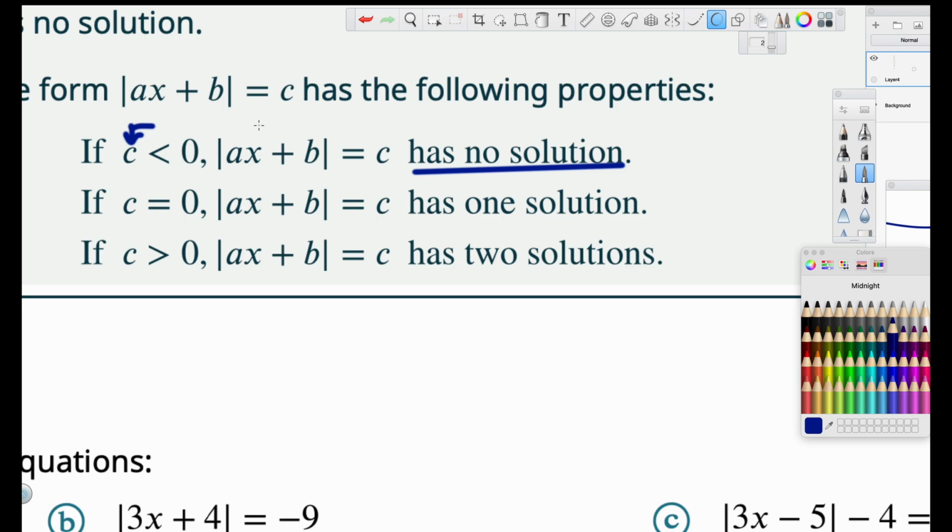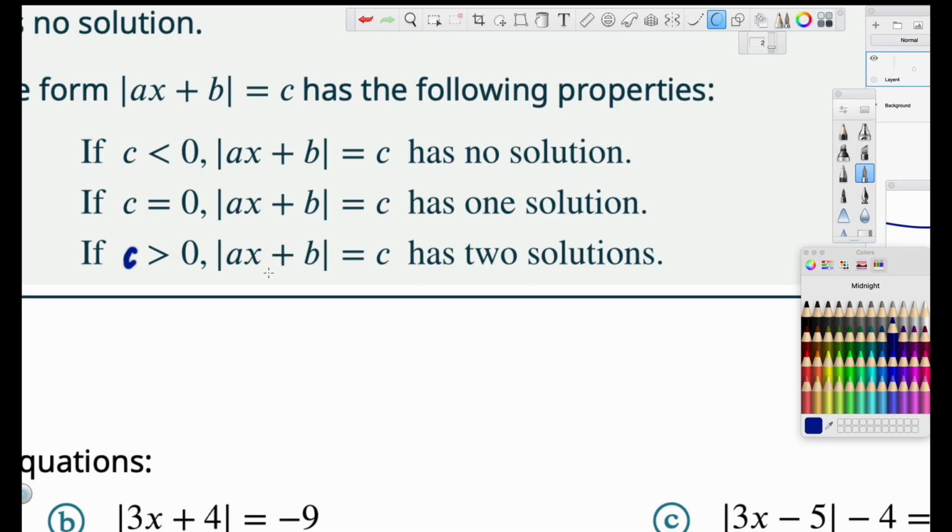So how do we take anything and make it a positive distance from 0 and then have it be negative? That's not possible. So if we have a c value here that is negative, it's no solution. Now, if we have a value that is positive, looking at the third one, if my c value here is positive, that means it could be 2 solutions.